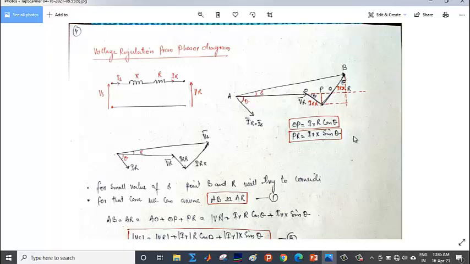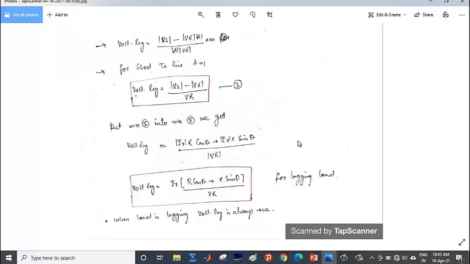This relation we have calculated for lagging load, and when the load is lagging, you can see there is nothing which can make this negative. So this voltage regulation will always be positive. So voltage regulation will be positive when the load is lagging.